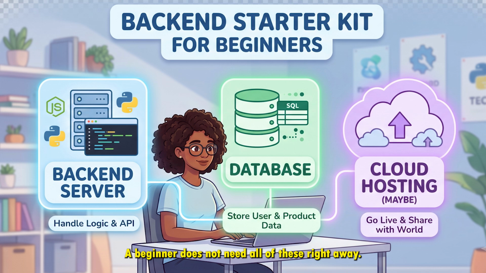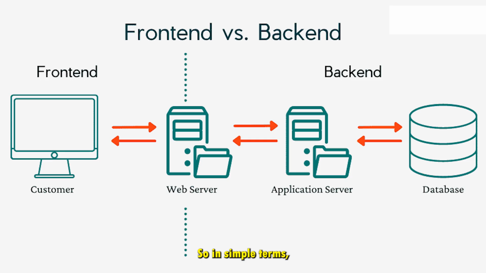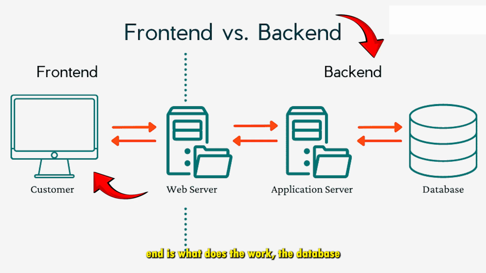A beginner does not need all of these right away, as for most small projects you only need a backend server, a database, and maybe cloud hosting. As your project grows, you can add more tools when you need them. So in simple terms, the front end is what the user sees, the backend is what does the work, the database stores the data, and the API is how everything communicates. That is the basic idea behind backend development.